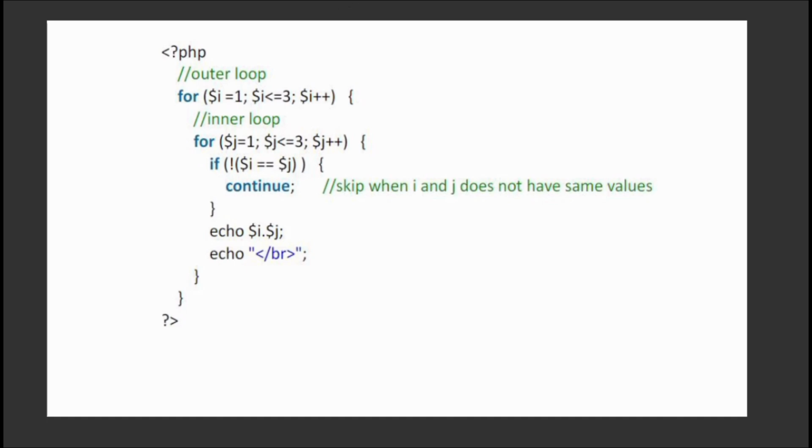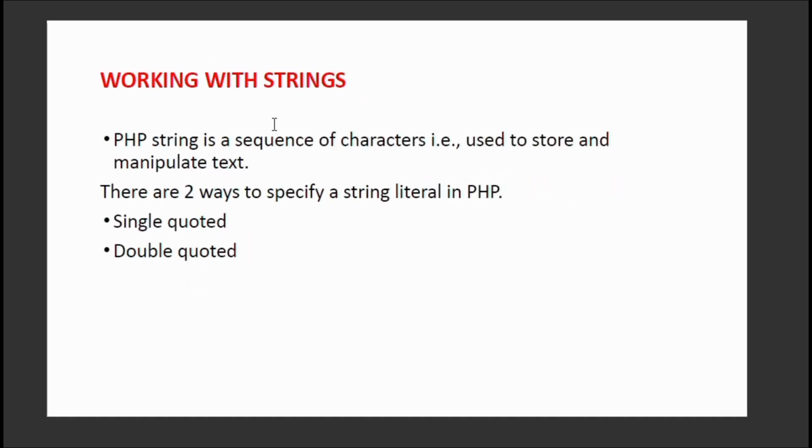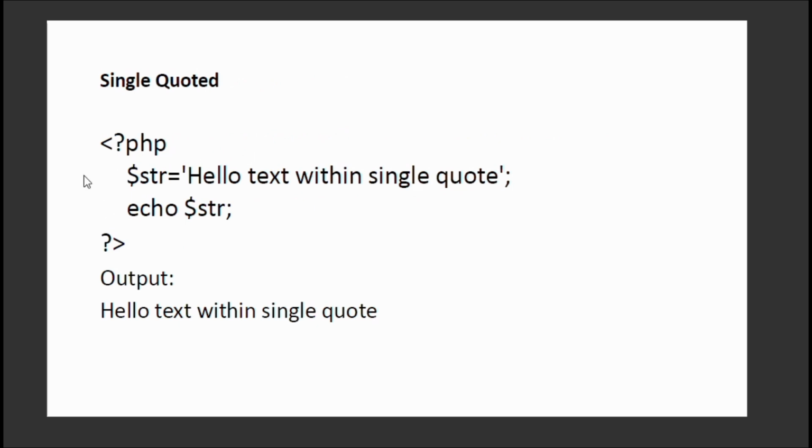Now we will move to the next topic, that is working with strings. A PHP string is a sequence of characters used to store and manipulate text. There are two ways to specify a string literal in PHP, single quotes and double quotes. We can declare a string in double quotes as well as single quotes. Here is a small example. The $str is the variable that stores this string value, hello text within the single quote. When we print it, we will get the output as hello text within the single quote.